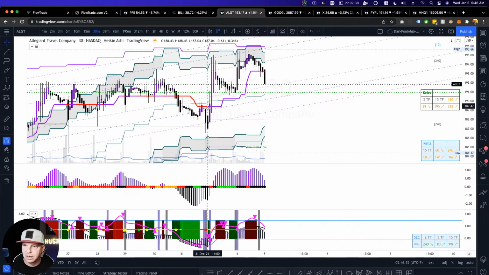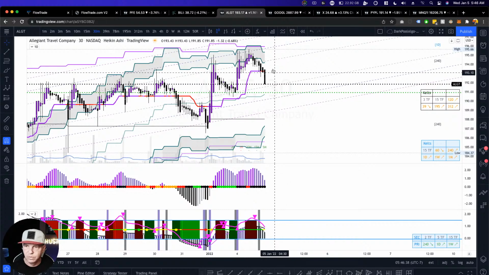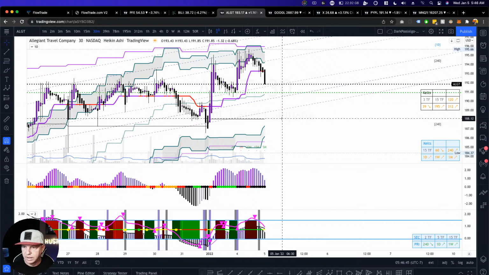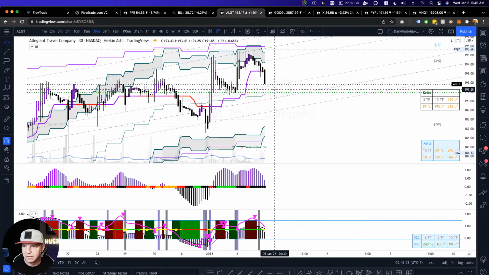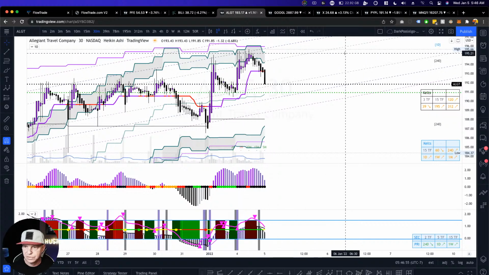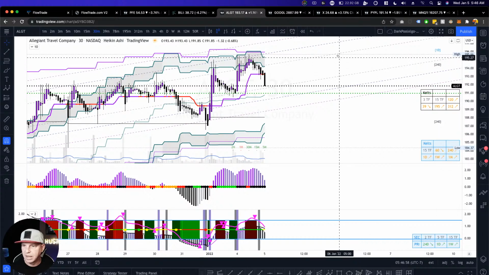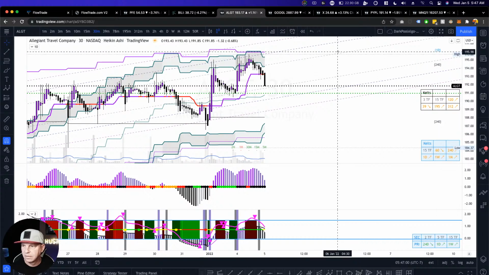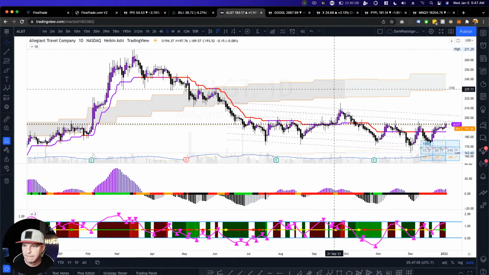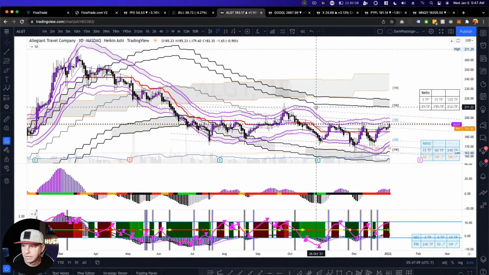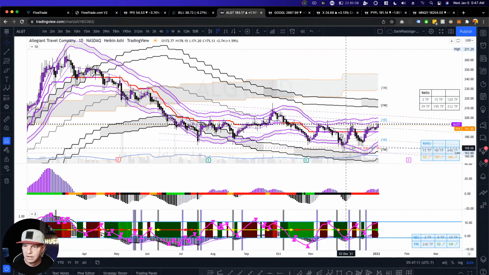Allegiant Air is super whipsy. It could pull back to 4-hour mid at 190. Below 190, it hits 188, and then finally 187, right? Contrarian, it finds support and moves back up towards 195. The stock was trading at 271. From a daily perspective, you see what's going on here.